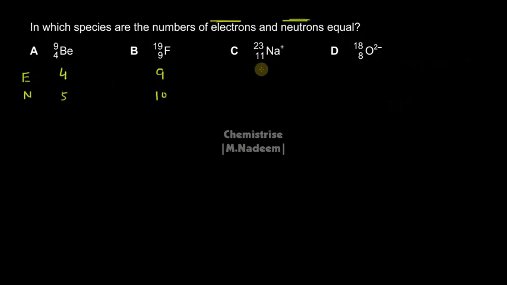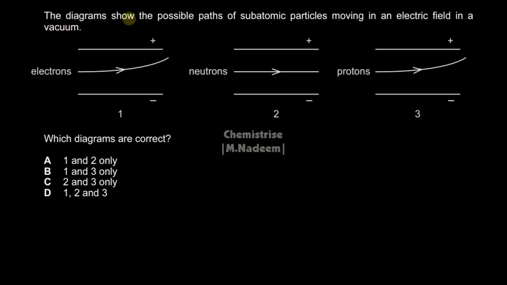In sodium ion we have electrons that are actually 1 less than protons, so there will be 10 electrons present, while neutrons will be 23 minus 11, which is 12. In oxygen you will have 8 plus 2 electrons, so a total of 10 electrons are present in it, while neutrons are 18 minus 8, which is also 10. So you see the electrons and neutrons are the same in the O2 negative ion. So answer is D.